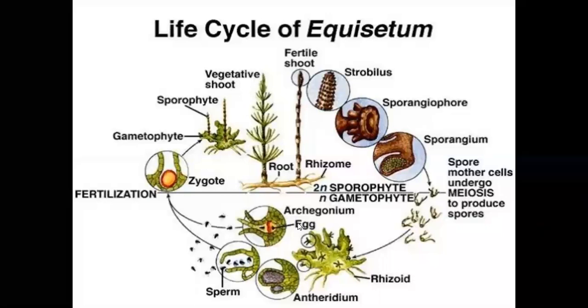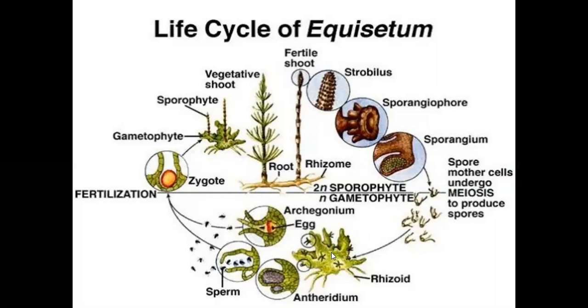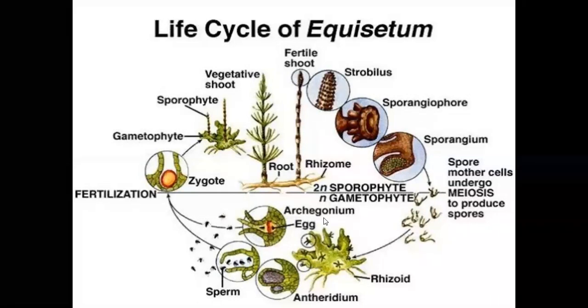sexual organs are developed. The sexual organs are called antheridium and archegonium. Antheridium is the male sexual organ. Archegonium is the female sexual organ. Antheridium and archegonium are developed on a single gametophytic thallus, so this thallus is also called monoecious. Monoecious means the male and female sexual organs develop on the single gametophytic thallus.